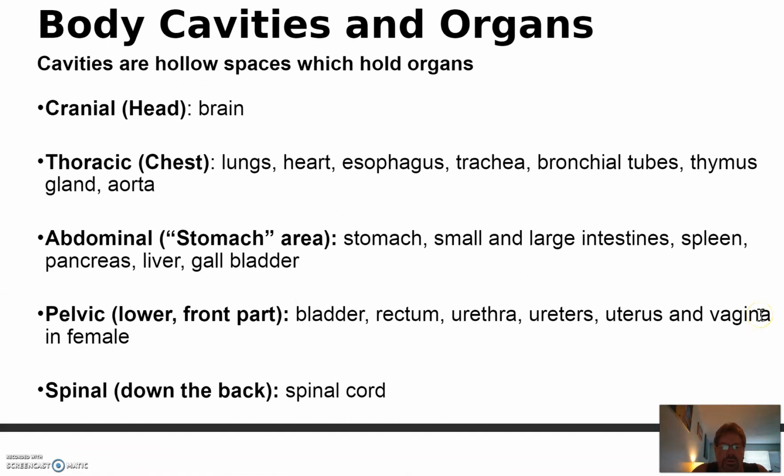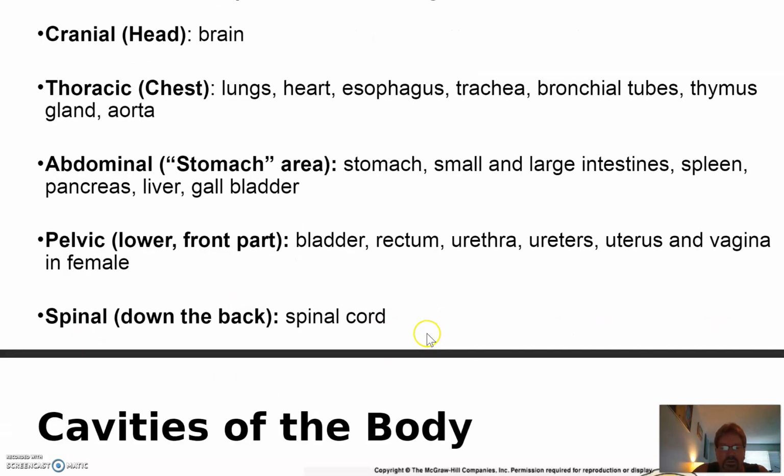These cavities we talked about: the cranial cavity holds the brain, the thoracic cavity holds the lungs, or the chest contents, the abdominal cavity all the stuff that's in the stomach, intestines, and all. Pelvic cavity, the bladder. I think we skipped this last time, not on purpose. The rectum, which is the distal end of the large intestine, or the colon. The urethra, the tube that we expel urine through. The ureters are the tubes that bring the urine from the kidneys down to the urinary bladder. The uterus and vagina in the female. Spinal cord, back.